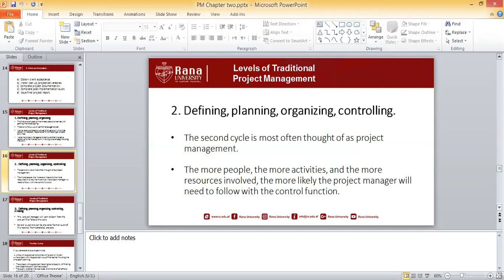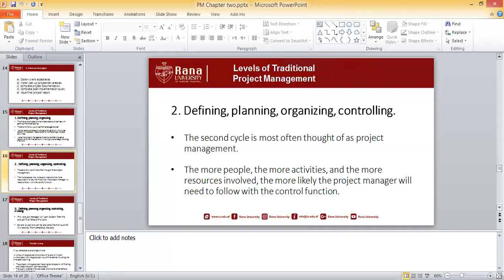For example, a lot of you are watching TV shows. I've talked about a one man show that is related to the first level of traditional project management. Now think about the Kapil Sharma show. The number of people involved in delivering that show is a lot. There are a lot of complications, and you need a lot of resources for that as well. So they will be following what we call another function, that is the control function.